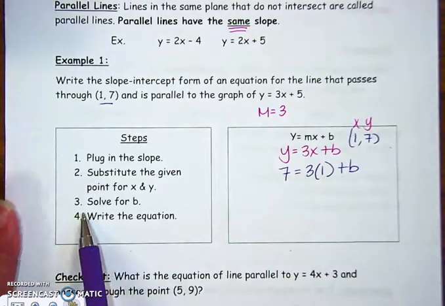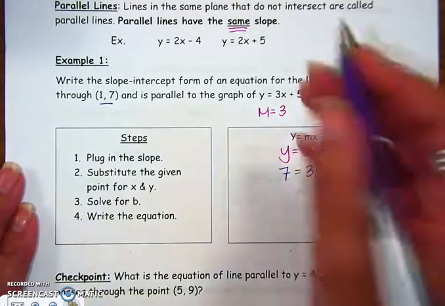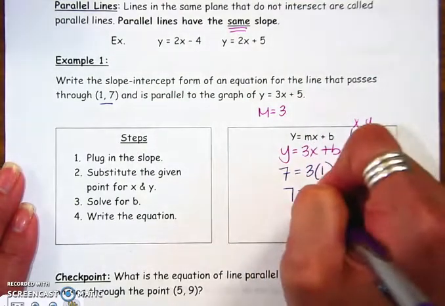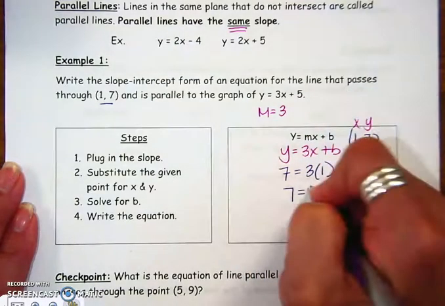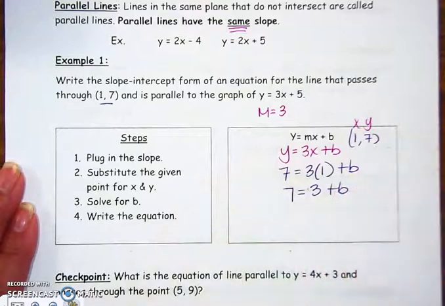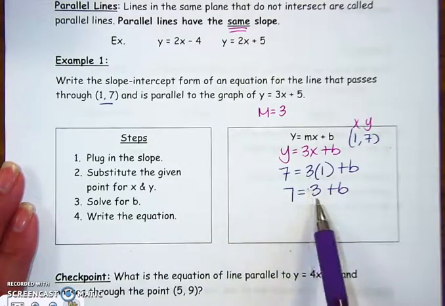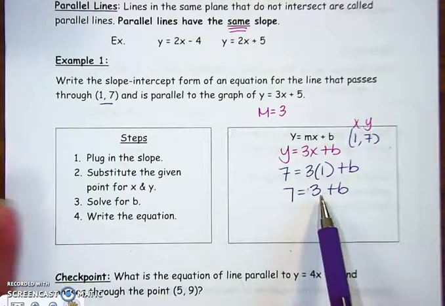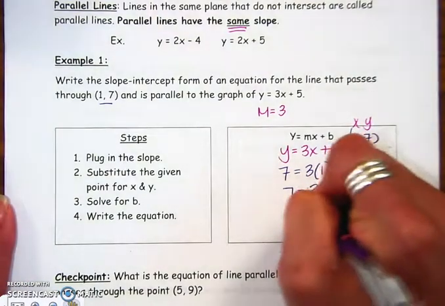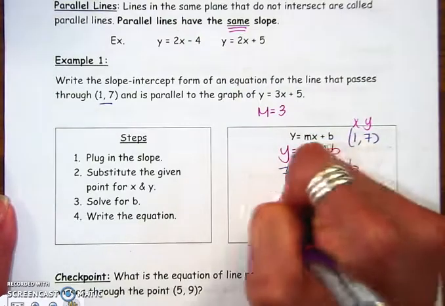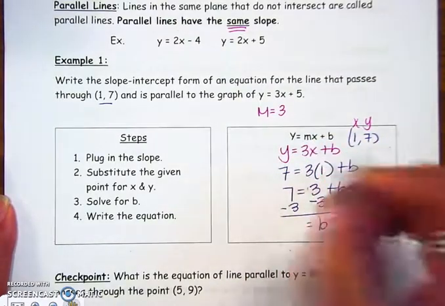Step 3 says to solve for b. So here I have 7 is equal to 3 times 1, which is simply 3, plus b. In order to solve for b, I have to get rid of the 3 using inverse operations. So I need to subtract the 3 from both sides. Therefore, b is equal to 4.